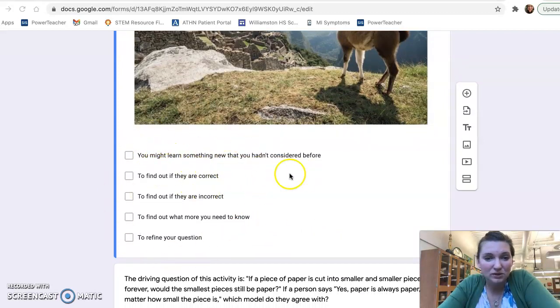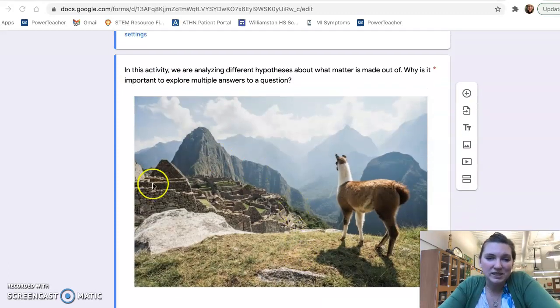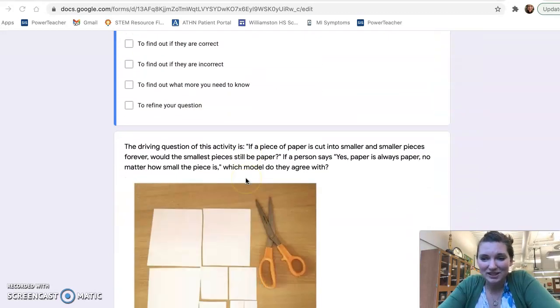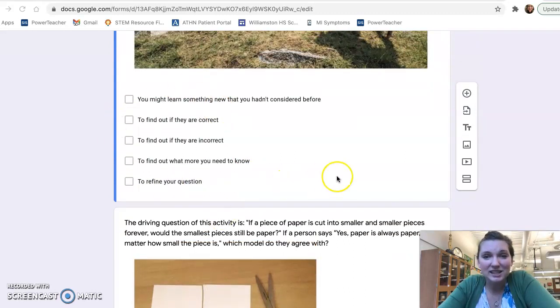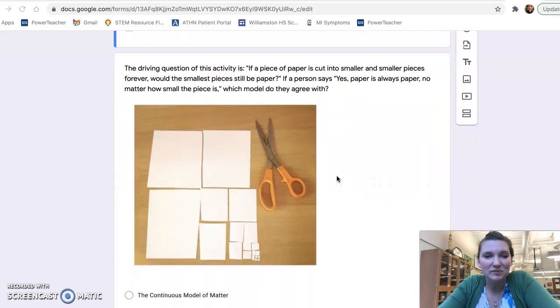You might learn something new. You're going to find out if they're correct. You're going to find out if it's incorrect. You're going to find out what more you need to know, and you're going to refine your question. This is a hefty amount of points in this one, so I want you to make sure that you do select each one of those because they're all important.